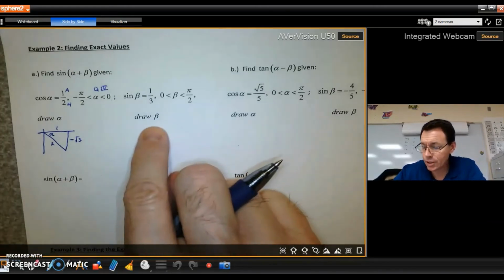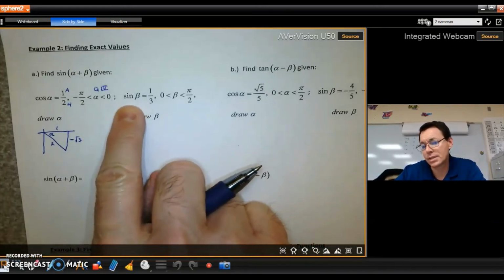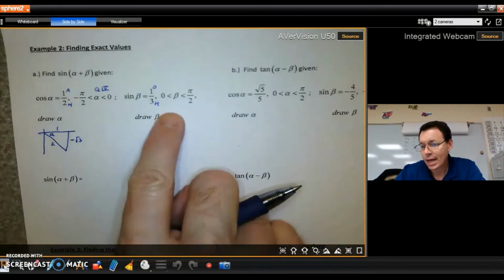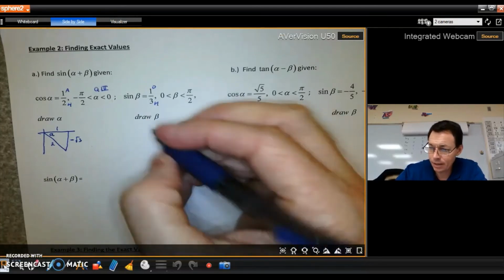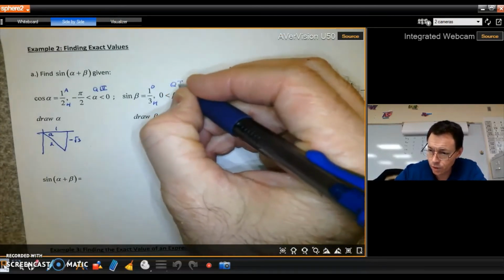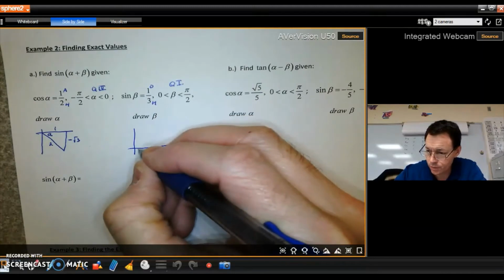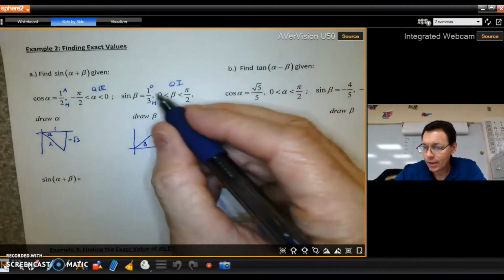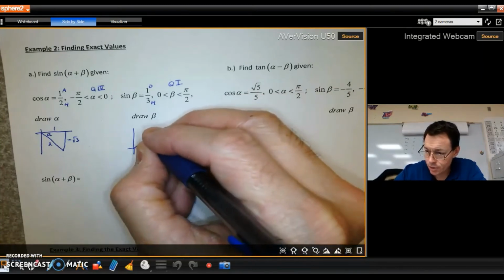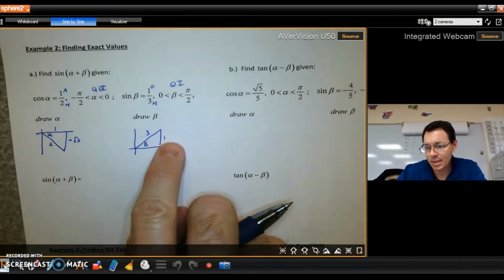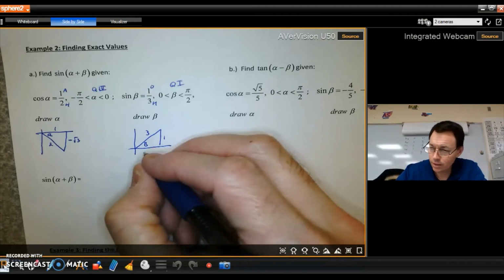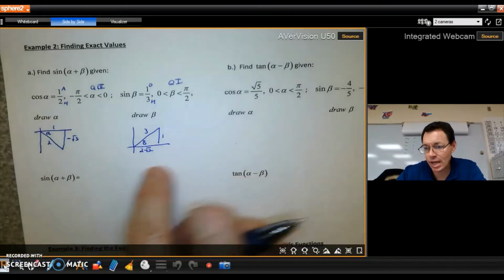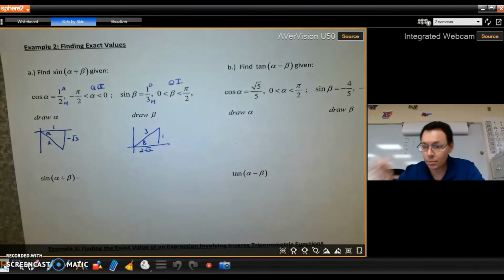I'm going to come over here and draw a picture for angle B. I know that the sine of angle B is 1/3, so that's the opposite, and that's the hypotenuse. I know that angle B is between 0 and pi over 2, so it is in quadrant 1. So I'm going to draw a picture in quadrant 1. This is B. I know that this is 1. This is 3. That's going to be 9 minus 1 is 8. I am not going to write radical 8. I'm going to write 2 radical 2. And now this is everything I could possibly need to know about angle B.